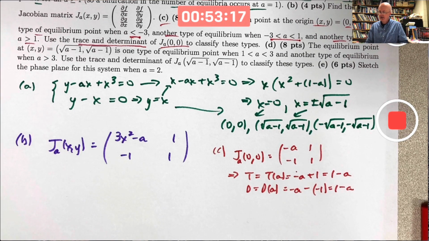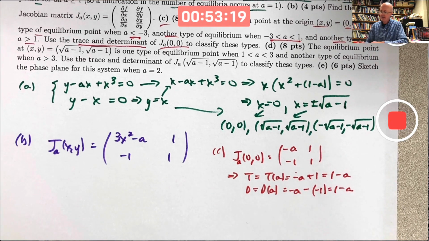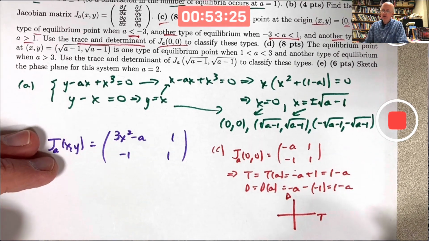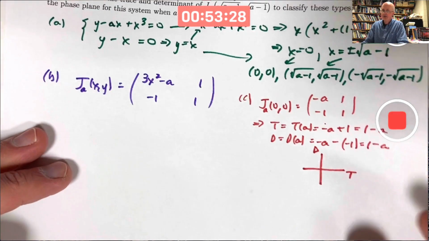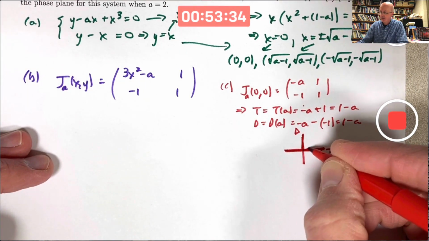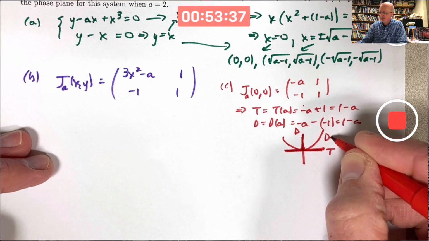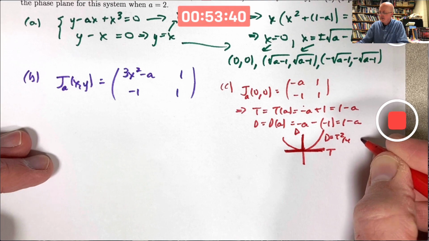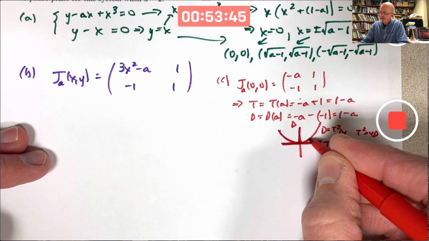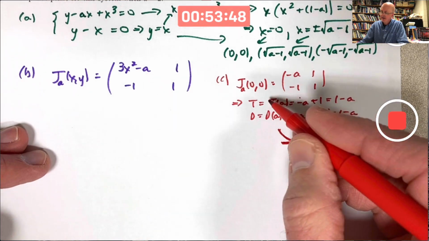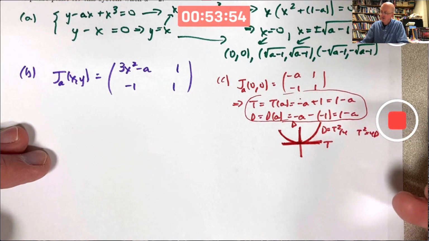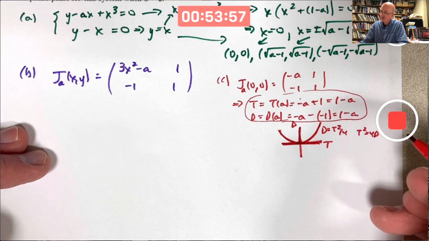How do I use this to classify the equilibrium point at the origin for different values of a? You need something called the trace-determinant plane, which is not a phase plane. I'm not drawing solution curves. I draw the entire t-axis, the positive d-axis, and a parabola whose equation is d equals t squared over 4, or equivalently t squared equals 4d. Those are called critical loci in the trace-determinant plane, and it's when the parametric curve defined by these equations crosses one of these curves that bifurcations occur, and the nature of the equilibrium point at the origin changes.